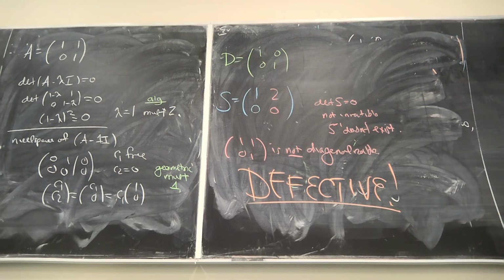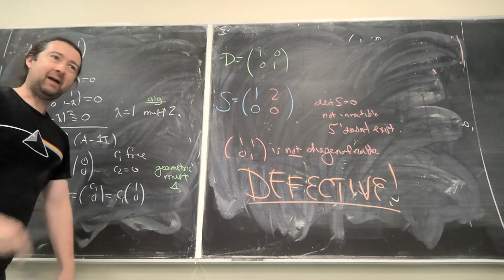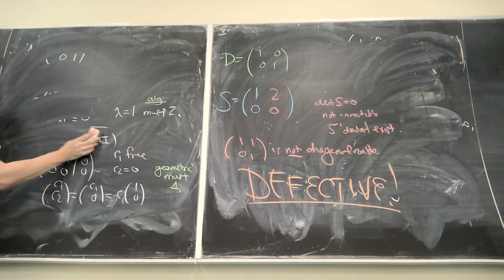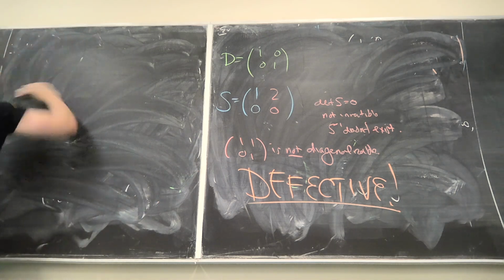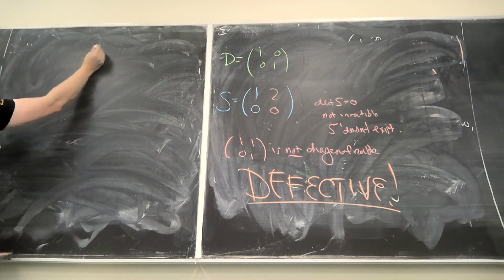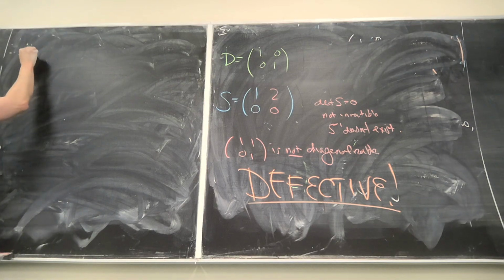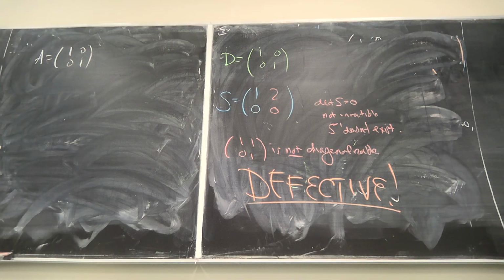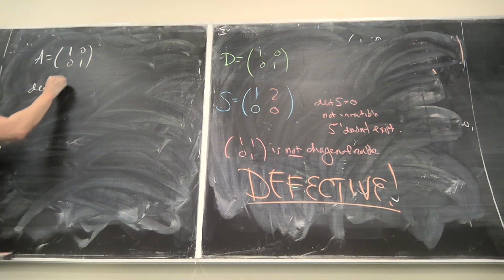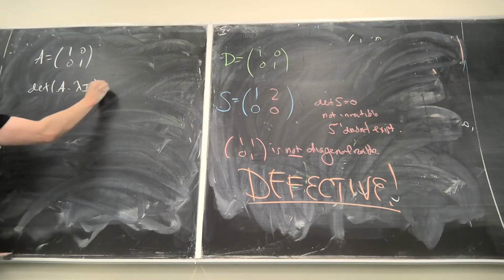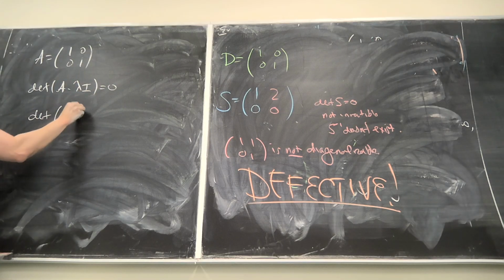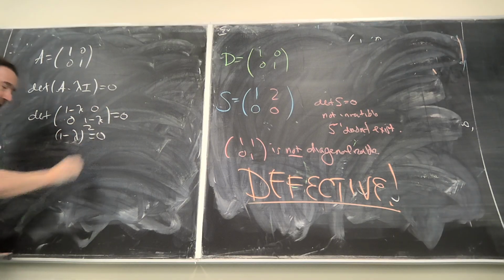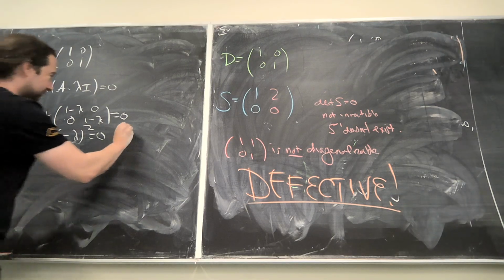All right, are you ready for the lamest diagonalization of all time? I'm going to diagonalize a diagonal matrix. Let's do exactly what we just did with the identity matrix. So A is equal, oh, that's still illustrative. There's our original matrix. Let's calculate its characteristic polynomial. The determinant of A minus lambda I is equal to 0. That means the determinant of 1 minus lambda, 0, 0, 1 minus lambda is equal to 0. So 1 minus lambda squared is equal to 0. So lambda is equal to 1 with multiplicity 2.